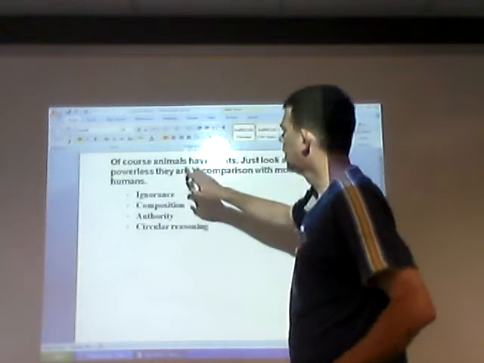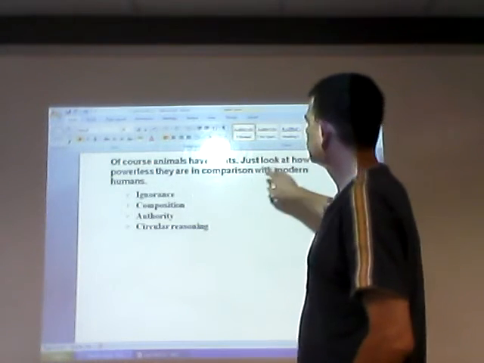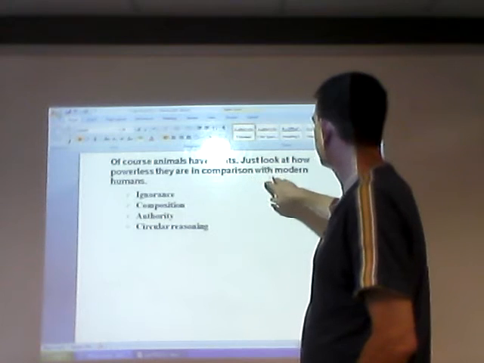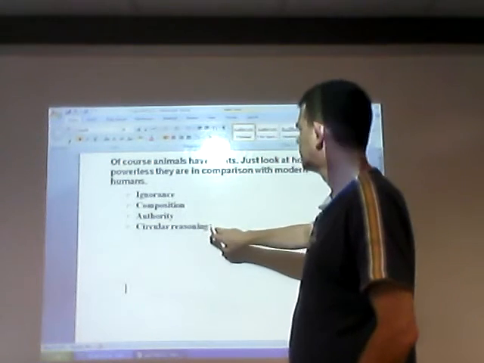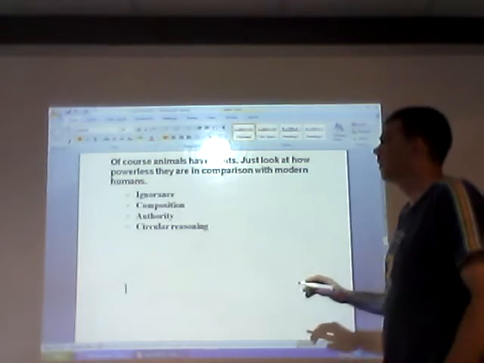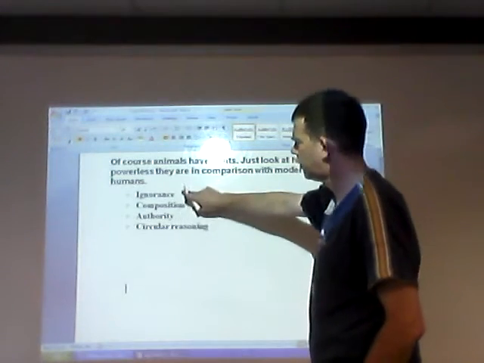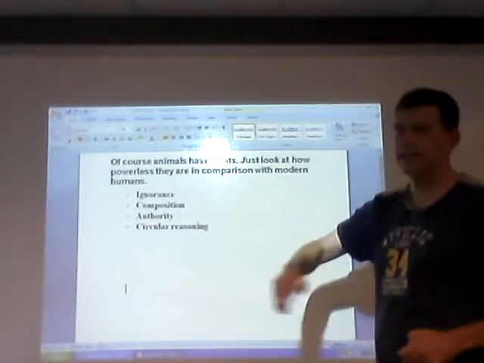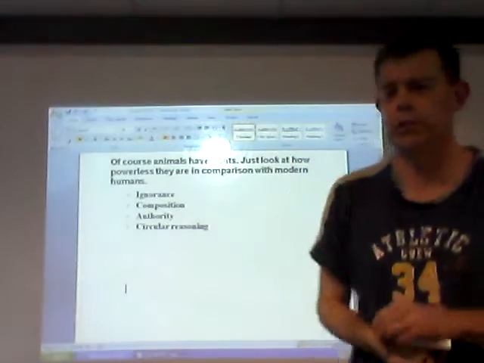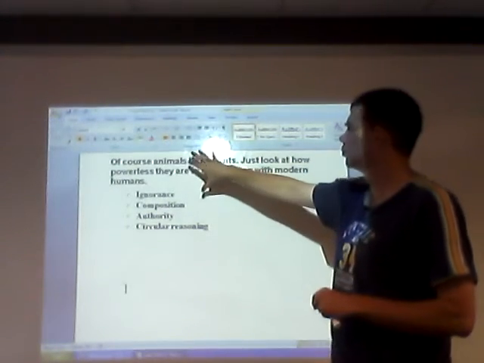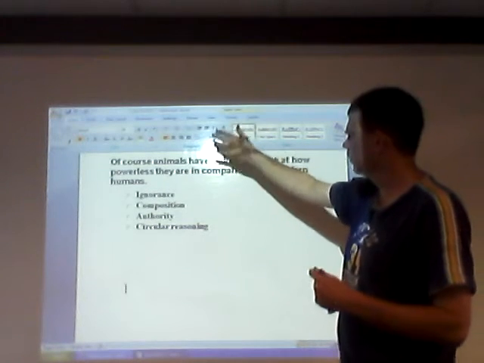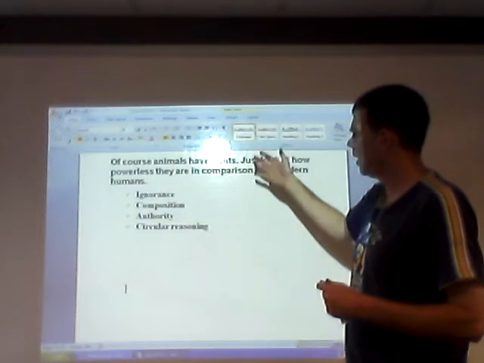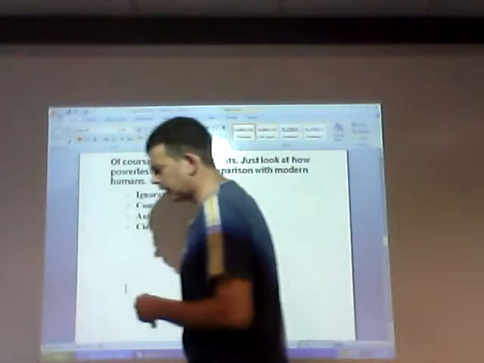This is a strange one. Of course animals have rights. Just look how powerless they are in comparison with modern humans. This is an example of what is called circular reasoning. It's not an appeal to any one of these, but it is kind of just leading you around and around, that if you assume that animals are powerless, and therefore they would have rights, although I don't even really see a connection between that one. But that is an example of circular reasoning.